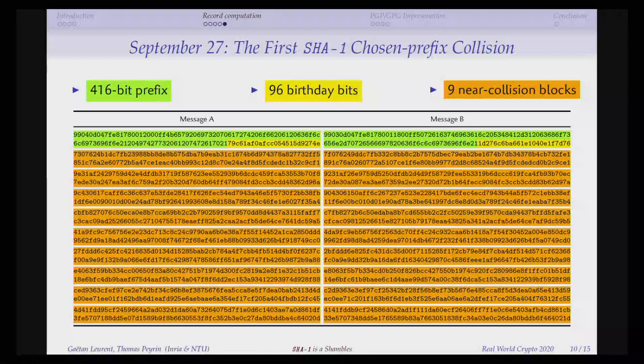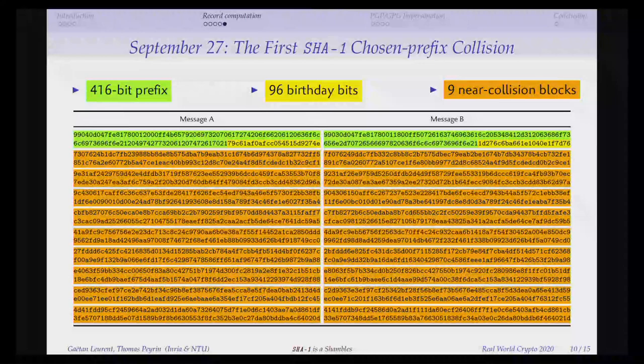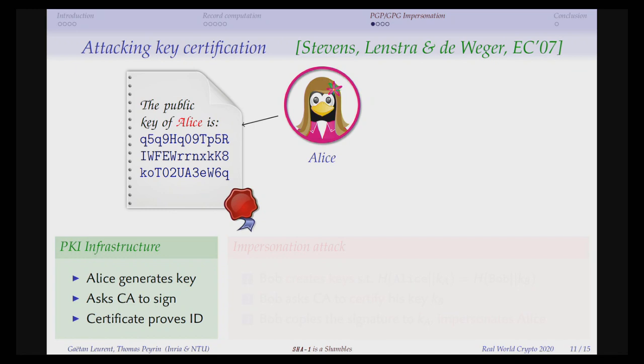So what can you do with this kind of chosen prefix collision? So as I said, we want to attack certificates. So what is a certificate? Well, it's basically a document where Alice is putting her public key, and the document says the public key of Alice is something something, and then you go to a certificate authority and you ask for a signature of this document, and then you can use it to prove your identity.